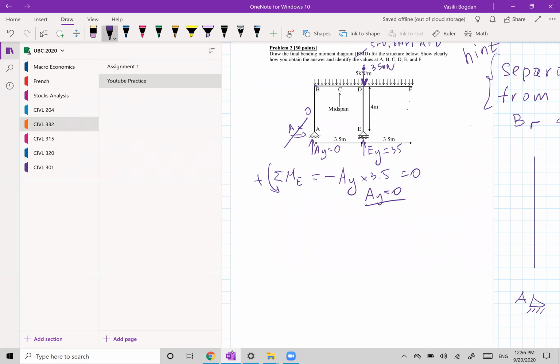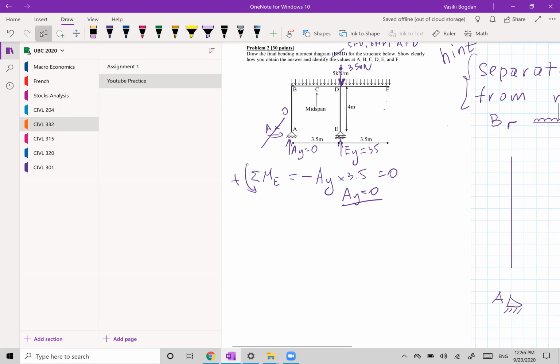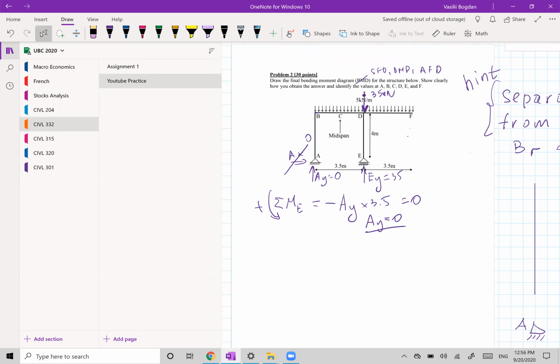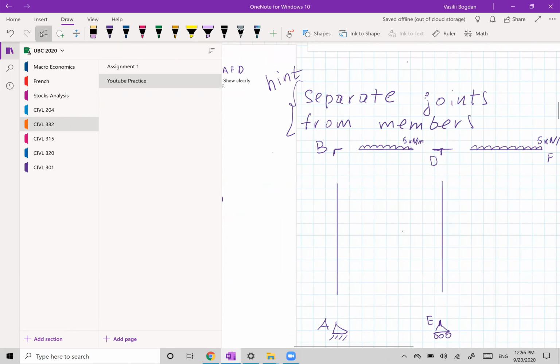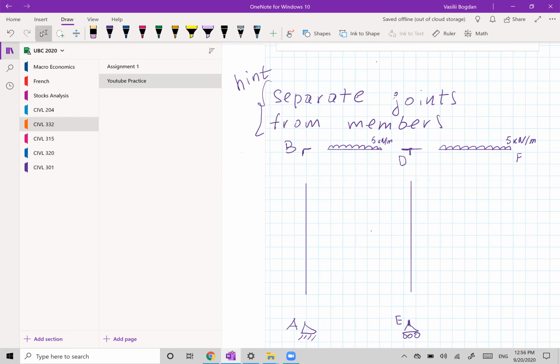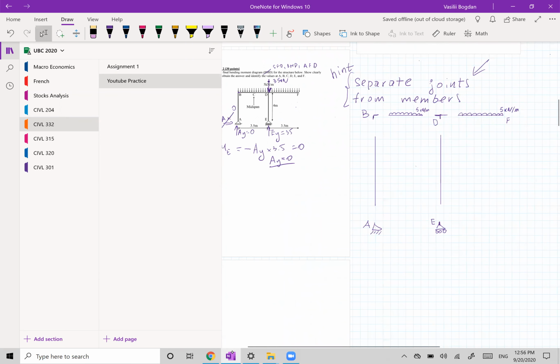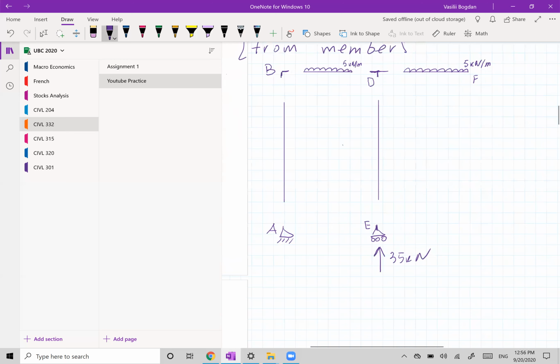We just proved it. So now, when you do structural analysis like this, when you need to draw shear, bending, and AFD diagrams, I recommend you do this. Separate joints from members, and explode your structure like how I did. You will see why it's a pretty good approach. So we know that at support E, we have 35 kilonewtons, right?